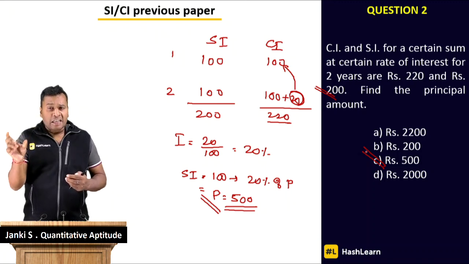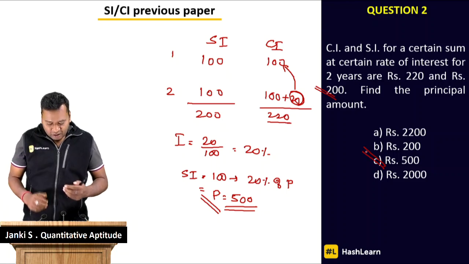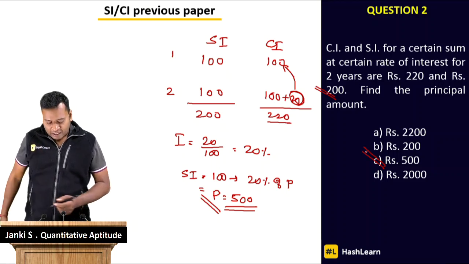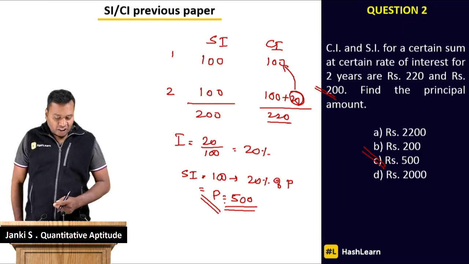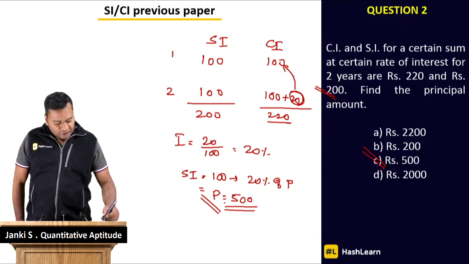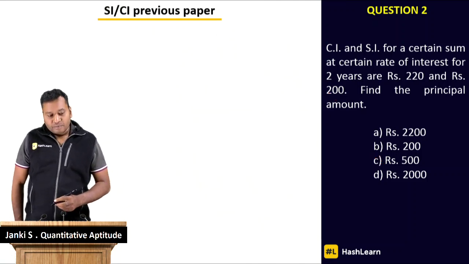Extra क्या है? Extra है 20. 20 किस पे आ रहा है? 100 पे आ रहा है. That means my rate of interest is nothing but 20% in this case. And then I can find out the principal value, right? That's the first thing which you can do here in these cases, right? So if you don't know the formula, I'm utilizing the basic approach to work on.